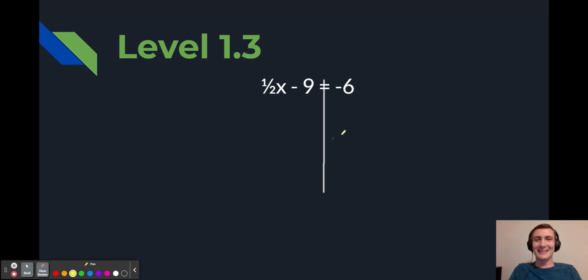Anyway, 1/2 x minus 9 equals -6. Now, what do we do on both sides? Try it out.